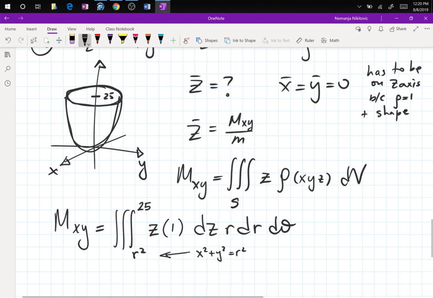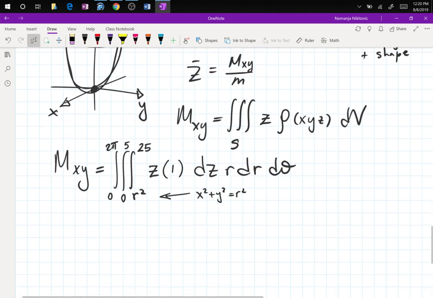Radius r goes from 0 to 5. The fattest part is at the top, when z is 25, x squared plus y squared equals 25, so 5 in radius up there, and 0 in radius on the bottom. And we want theta from 0 to 2 pi. We want the whole shape.